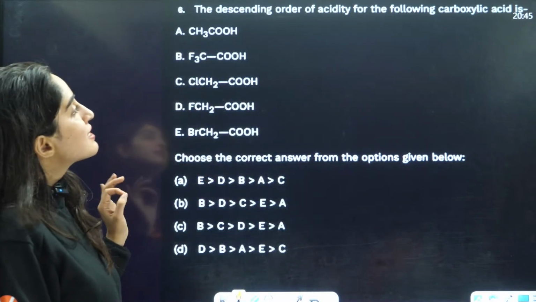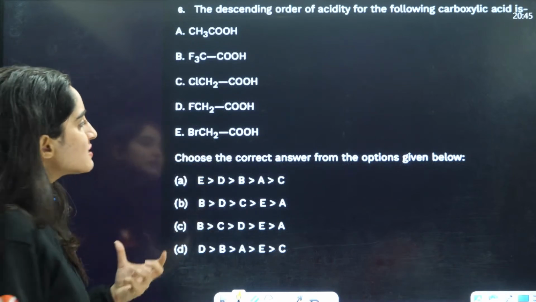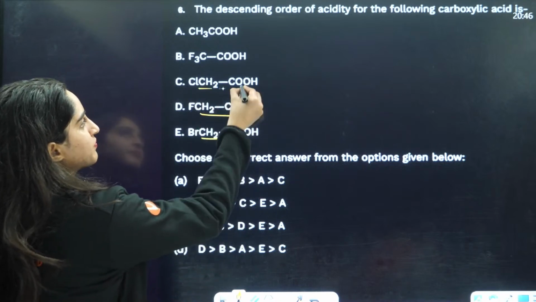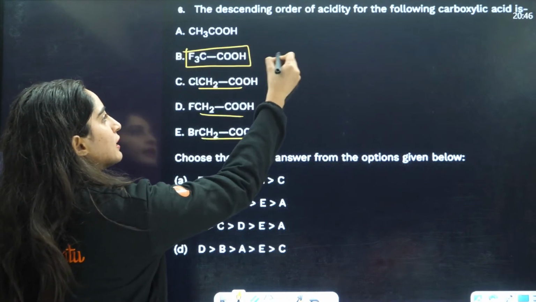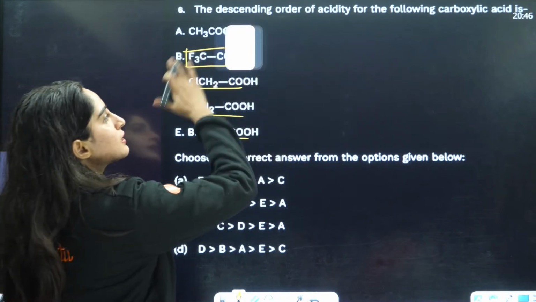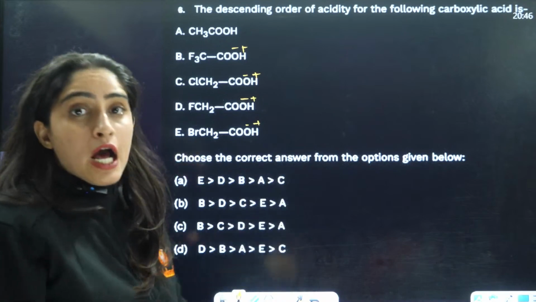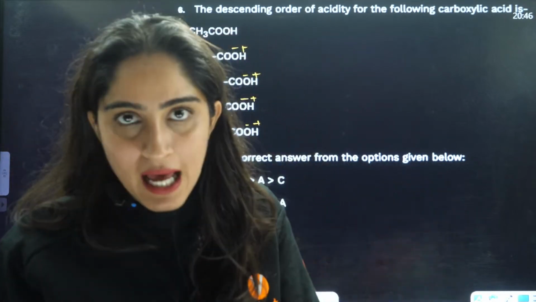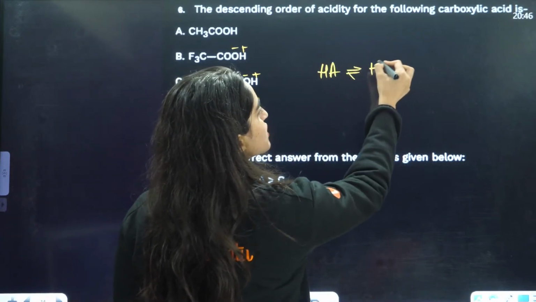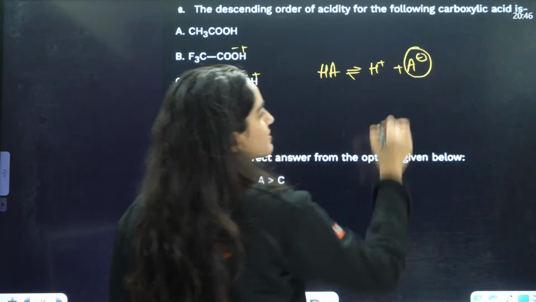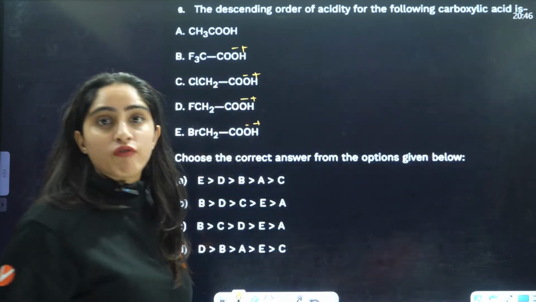Now, the descending order of acidity for the following carboxylic acids is. As you can see here, the distance is the same. In the first compound, there are 3 fluorines. If you talk about the acidity, the acid loses H positive plus A negative. The more stable this anion, the more acidic it will be in nature. That means we need to check the stability of the carbanion.